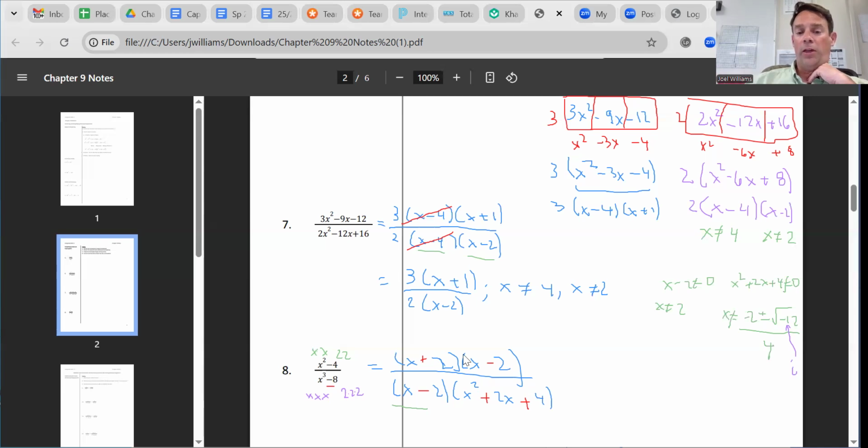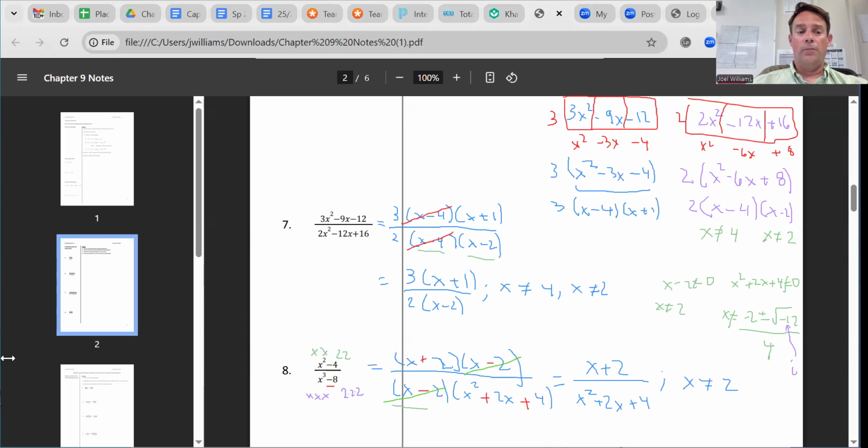So as we go through and we cancel out the like terms, those go away, and we're left with x plus 2 over x squared plus 2x plus 4. And again, there's only one of these factors on the denominator, the x minus 2, that gave us an excluded value that was a real number. So that means there's only one excluded value on this one. There we are.